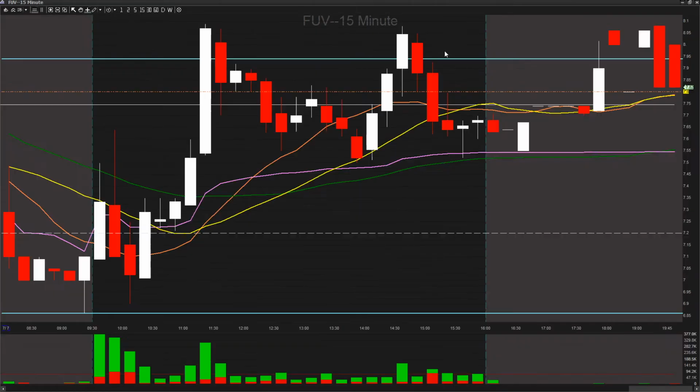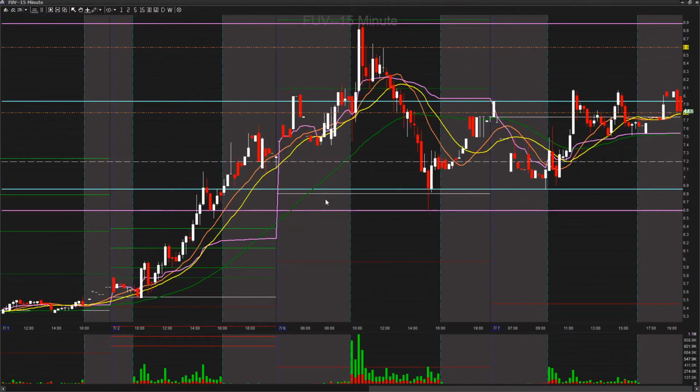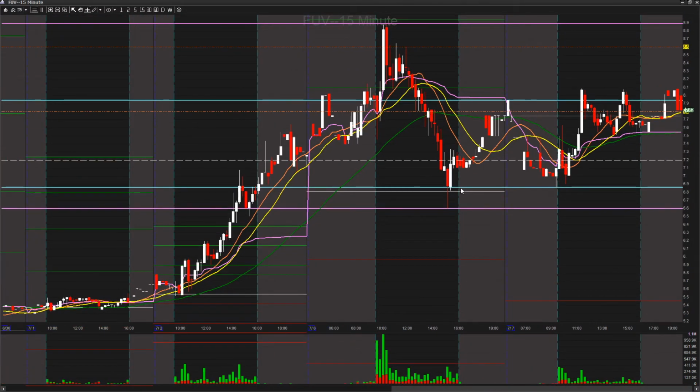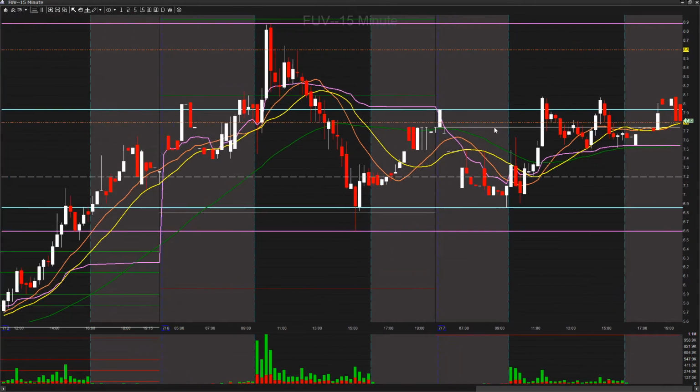Another stock on my watch list was FOV today. This thing popped, washed, and then popped again. It's the same setup as PDT. You're looking for that pop, and then you want this thing to come back down. So that's the setup right there that I didn't really trade.